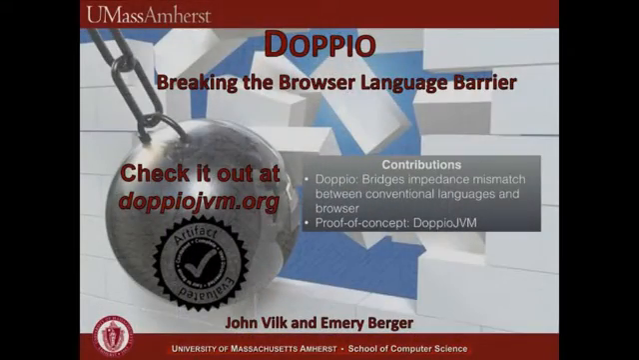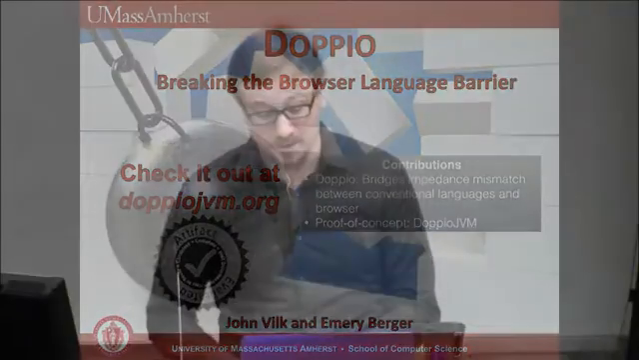So yeah, in this talk, I introduced Doppio, a full runtime system that bridges the impedance mismatch between conventional languages and the browser. I showed off our proof of concept Java virtual machine, DoppioJVM, which can run unmodified Java programs in the browser. I also didn't mention that our file system can sometimes integrate into Emscripten programs, and so that's been used on a variety of web pages. And I encourage you to check out Doppio at doppiojvm.org, and thank you all for your attention.